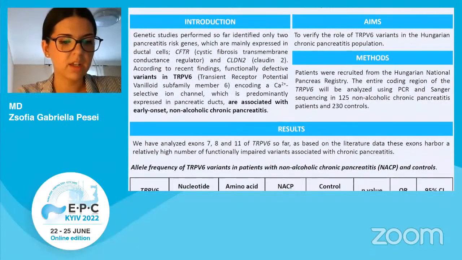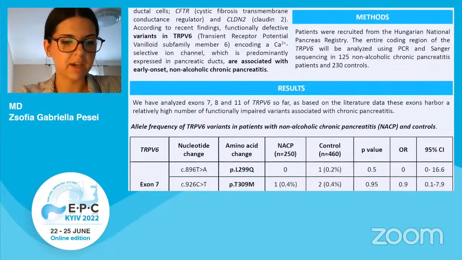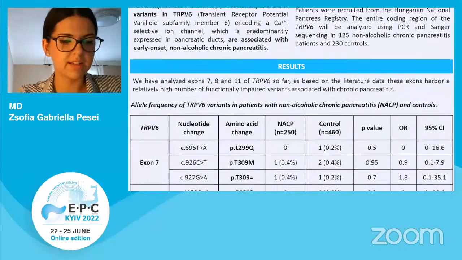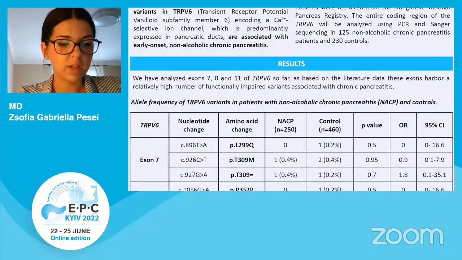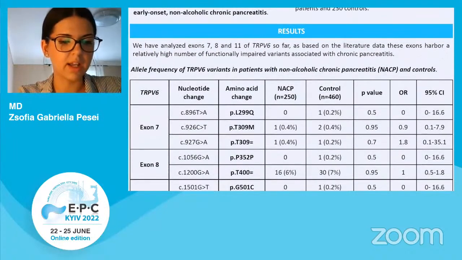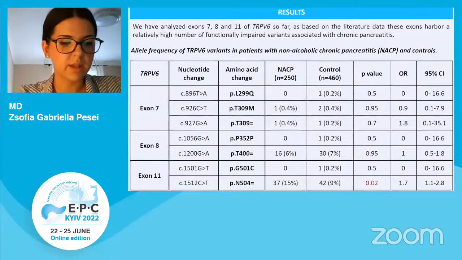In our study, we aimed to verify the role of TRPV6 variants in the Hungarian chronic pancreatitis population. For that, we recruited patients from the Hungarian National Pancreas Registry, all patients aged between 18 and 65 years. We analyzed the entire coding region of the gene using PCR and Sanger sequencing in 125 non-alcoholic chronic pancreatitis patients and 230 controls.